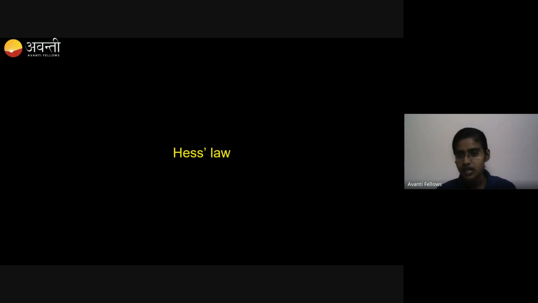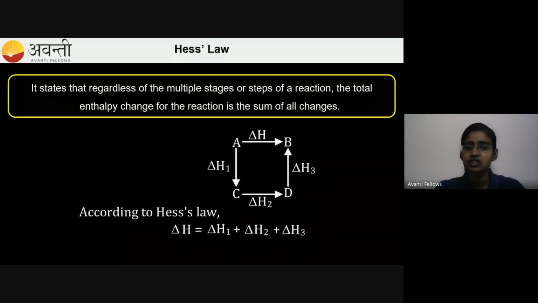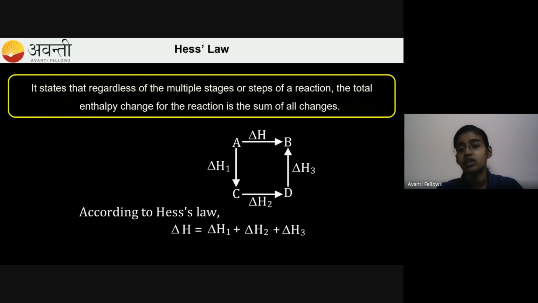So we will move on to Hess law. So what is Hess law? How to find out delta H from Hess law? The Hess law states that regardless of the multiple stages or steps of a reaction, the total enthalpy change for the reaction is the sum of all the changes.